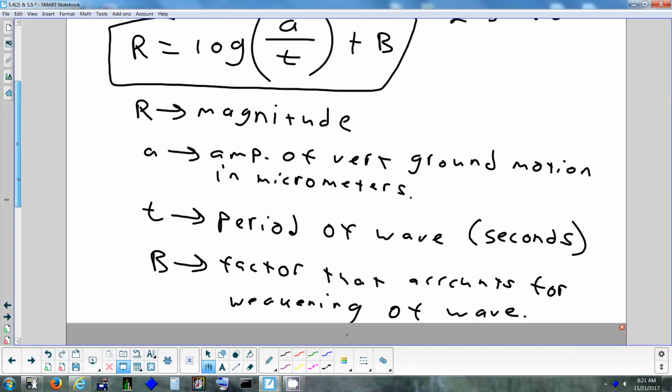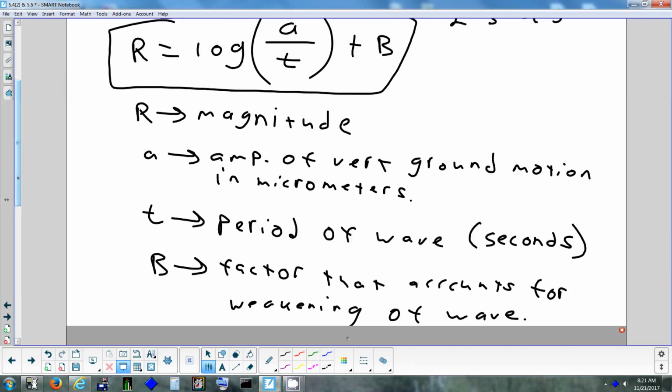Okay. Any questions on the formula? All right, so what we're going to do is we're basically going to prove what I just said. We're going to prove that if you have an earthquake that's 10 times as powerful, that it's a difference of 1 in the Richter scale.